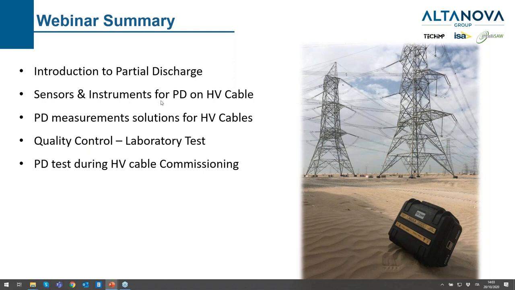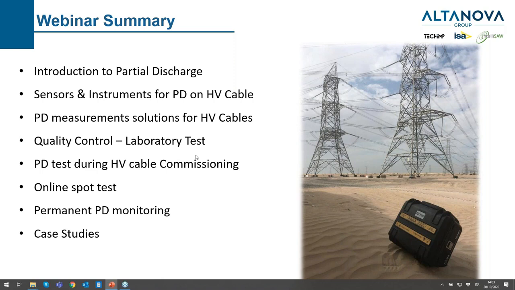We will have a quite deep vision of the partial discharge test during the high voltage cable commissioning. We will see something about the online spot testing in high voltage cable. And we will see also the permanent PD monitoring solution. At the end, some case studies based on the experience we have on site, on real cases.